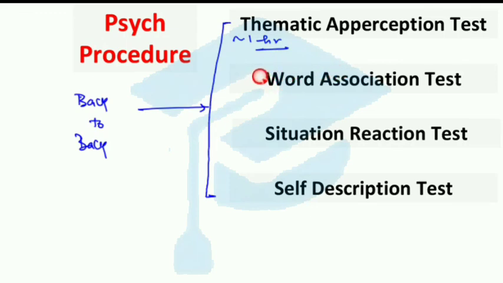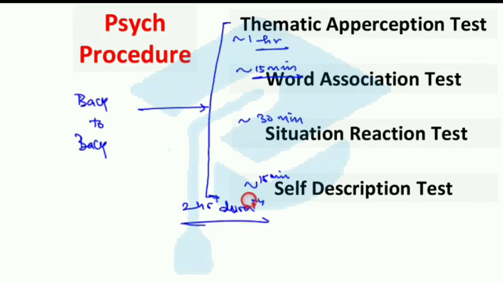Word association test: you will be getting 15 seconds per word. So this test will take 15 to 20 minutes for the entire conduct to be completed. The situation reaction test is 30 minutes, and this SD is 15 minutes. Clear? So these tests take approximately 2 hours plus duration. Not necessarily only 2 hours, but 2 hours plus. Clear?